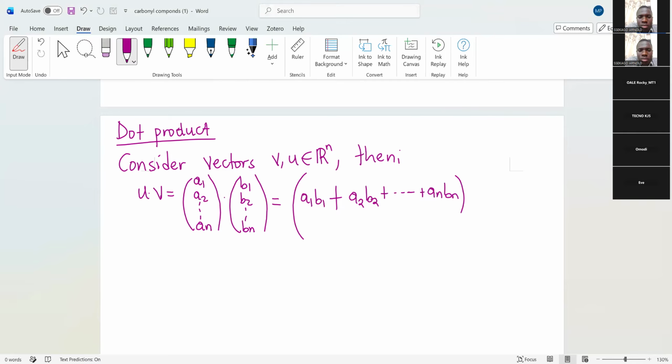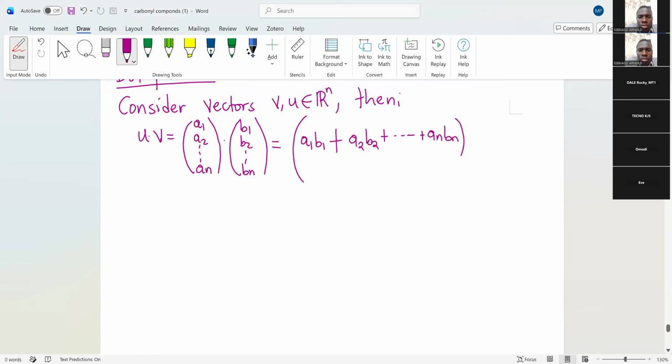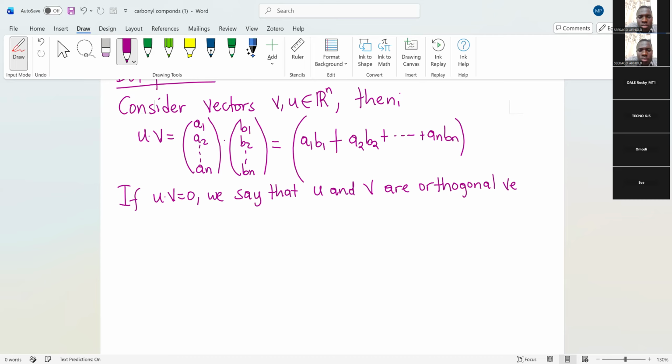Still, I take a quick example. By the way, it is important to note that if the dot product is 0, then we say that U and V are orthogonal. Orthogonal vectors.